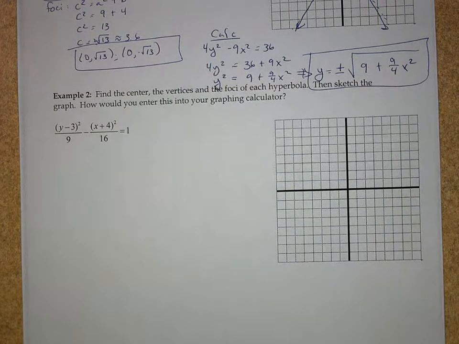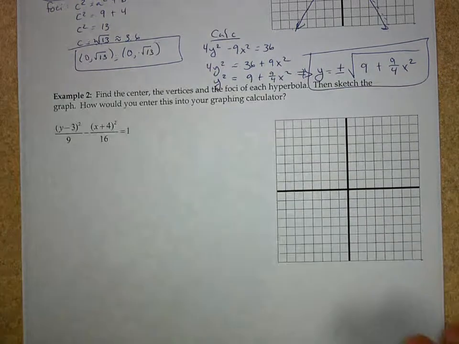Looking at the second equation, we can see that we're going to have a shift with this hyperbola. That y minus 3 and that x plus 4 inside the parentheses indicates our shift. Now, before we even start graphing, let's identify a couple of pieces of information.